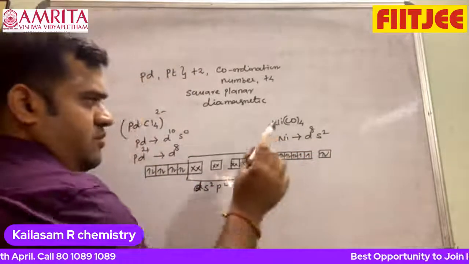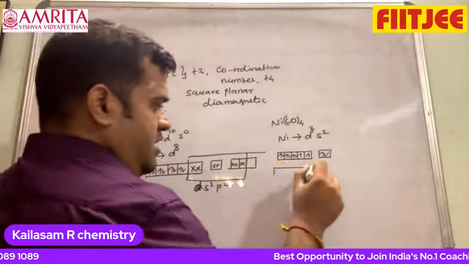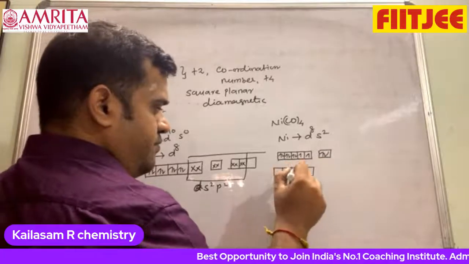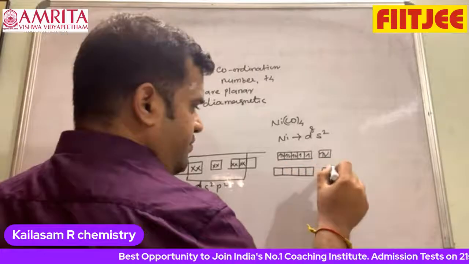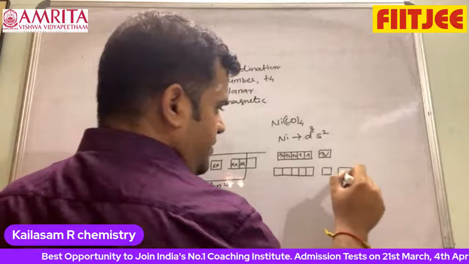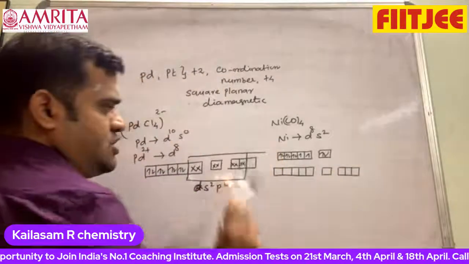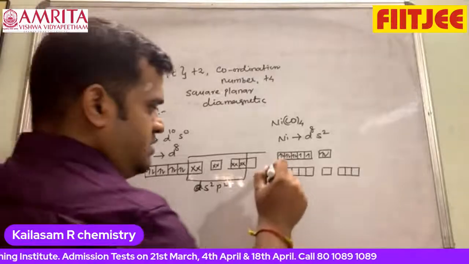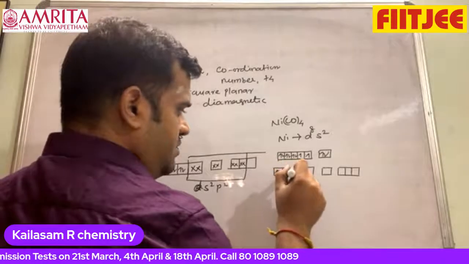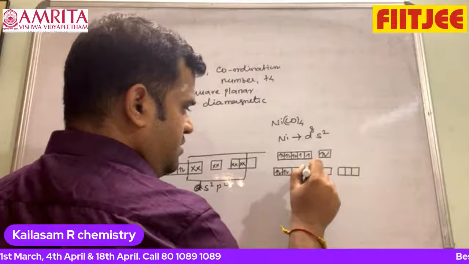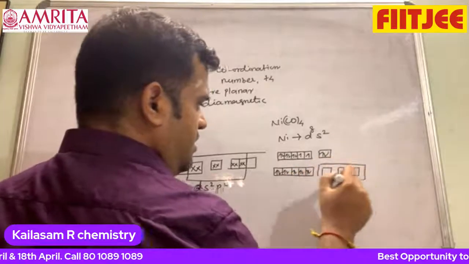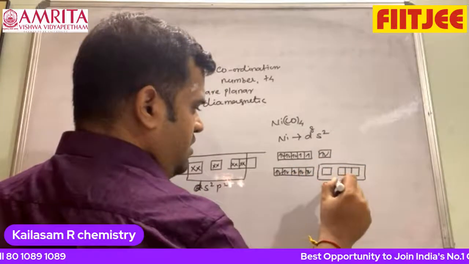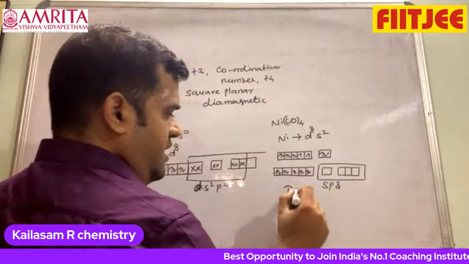3d8 4s2. Now we know that as per the valence bond theory, so what ligand? Strong ligand. Because of the strong ligand, electrons, what we can say, pairing takes place. sp3, diamagnetic.